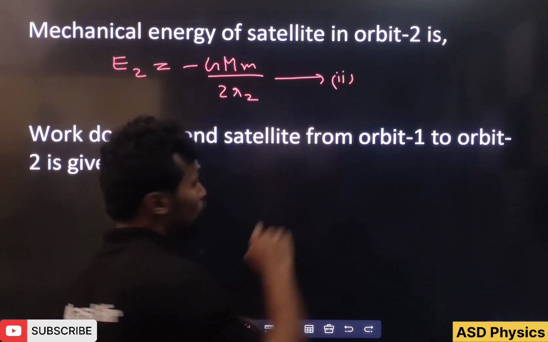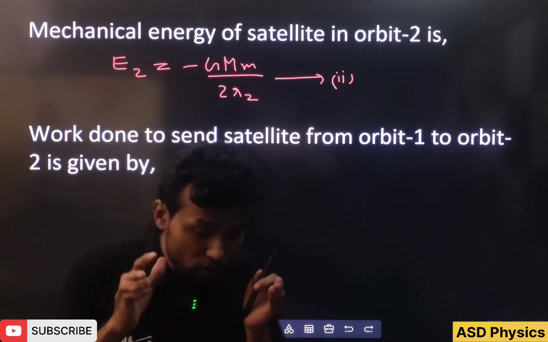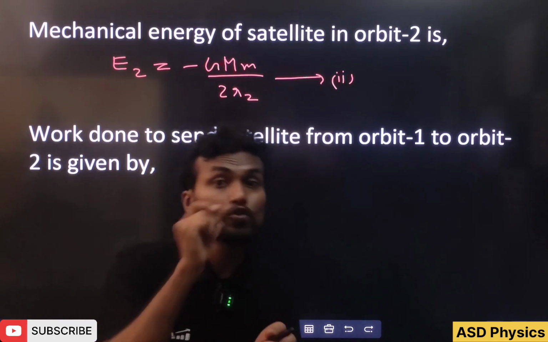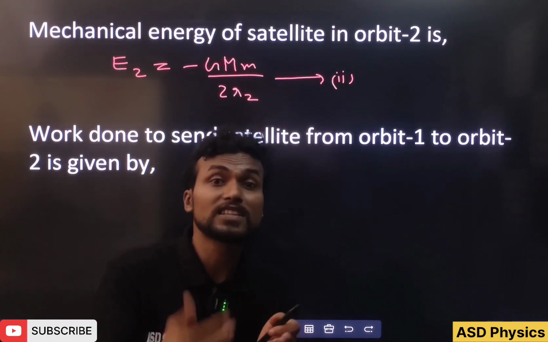Okay, so whatever extra energy, because in orbit 1 satellite is having some energy, let's take for example minus 10. In orbit 2 satellite is having some energy, let's take minus 5.